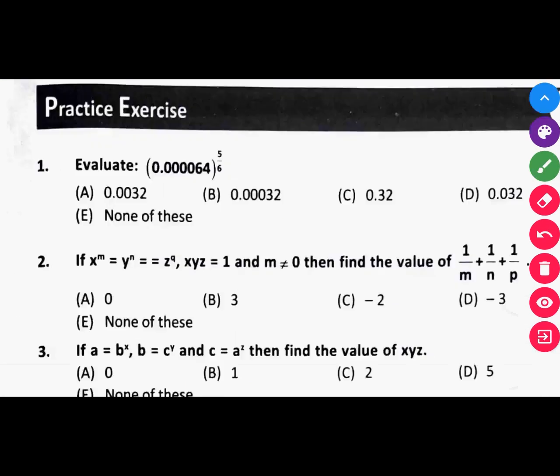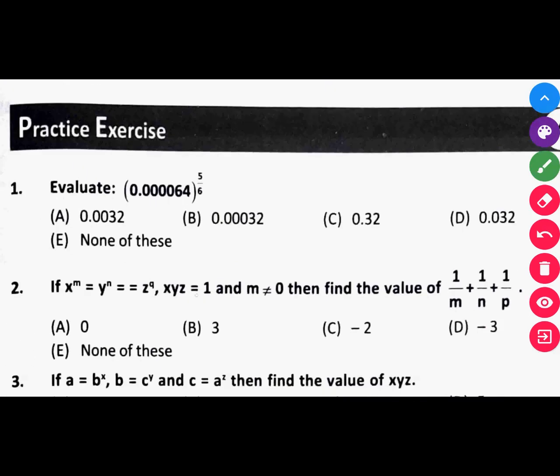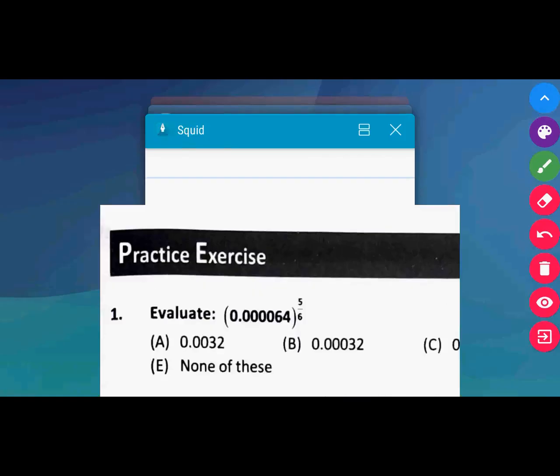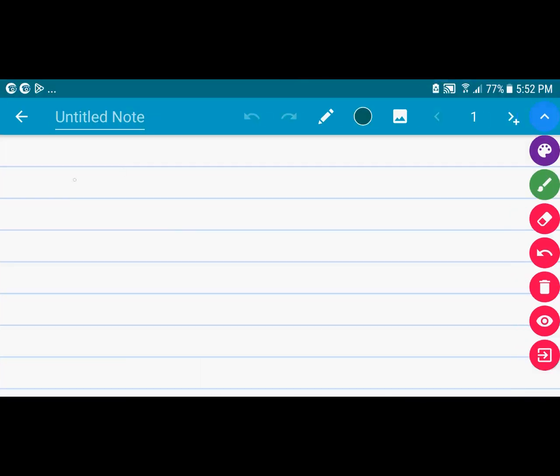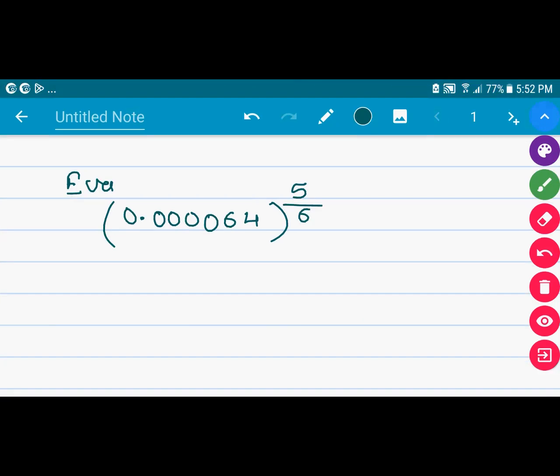Okay, so in the practice exercise our first problem is: evaluate 0.000064 raised to 5 by 6. Now see, what is our problem? We have to evaluate 0.000064 raised to 5 by 6. Now what you have to do here is you have to first solve this thing.